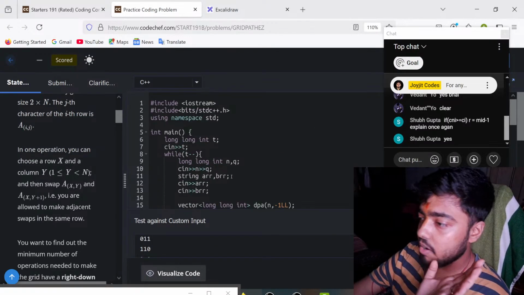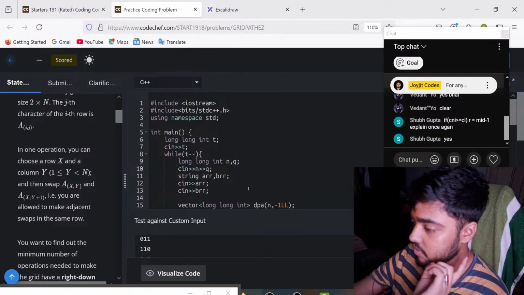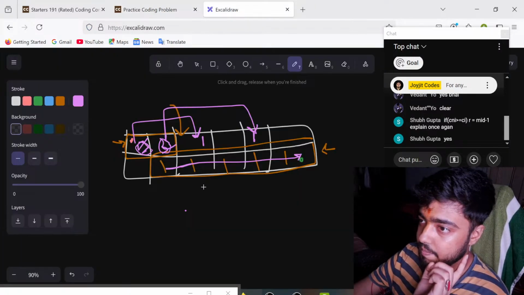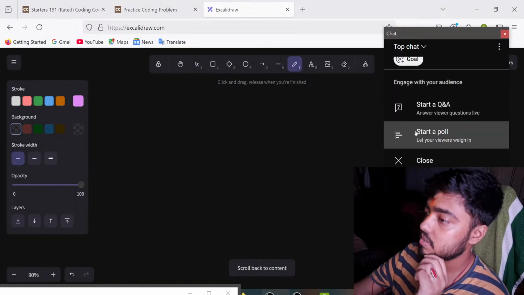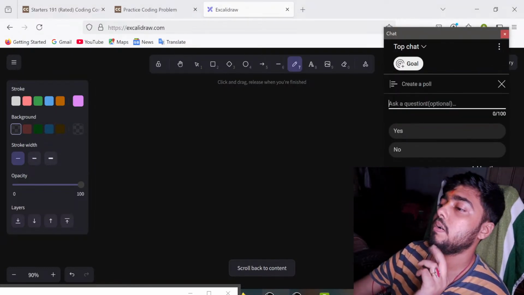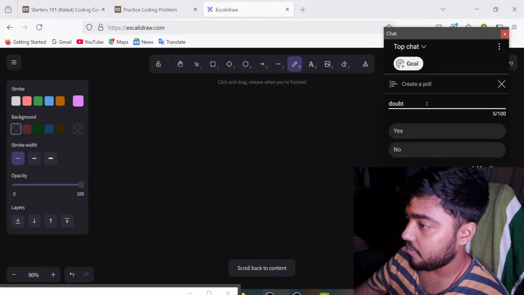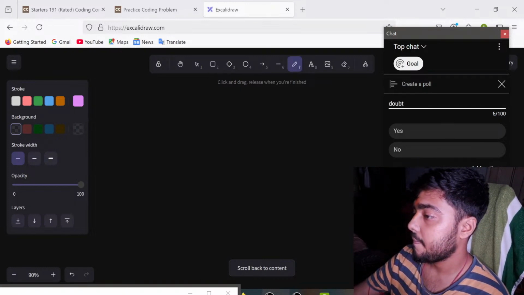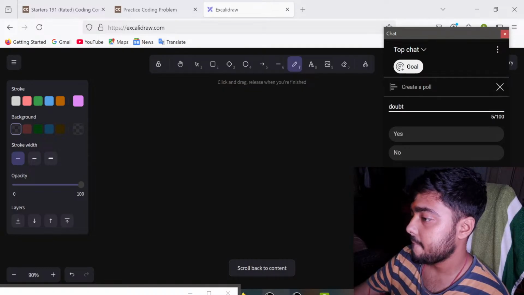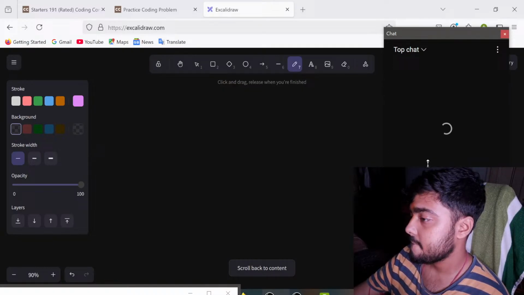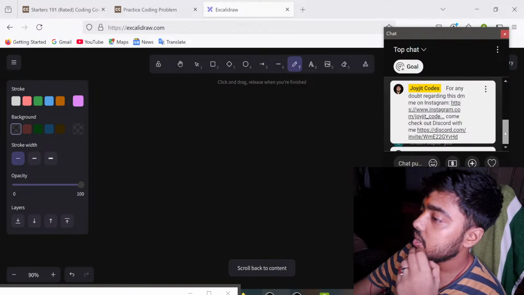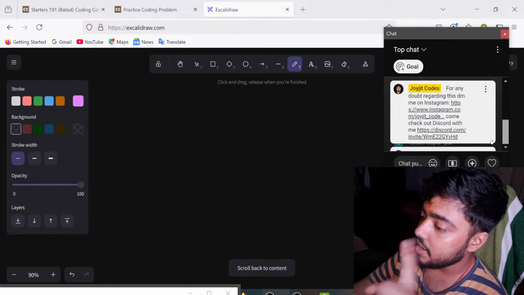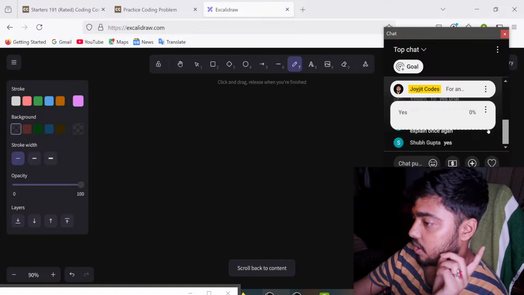If you have any doubt, you can write it in the live chat, because this is the last question that I will be explaining. If you guys have no doubt, I'll just move on to the rating of the problems. I'll rather use a poll for this. If you have a doubt, you just click on yes. If you don't have a doubt, click on no.